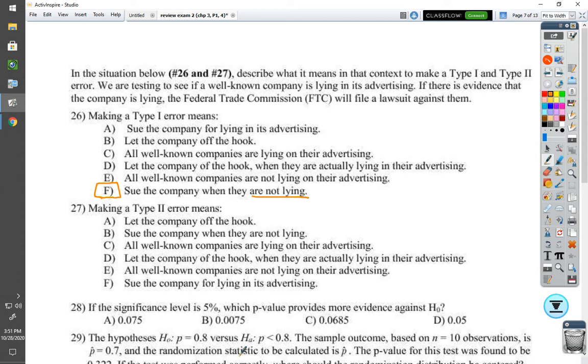In the second one, remember, we're going to act on something that we really shouldn't act upon. In this one, we're going to let the company off the hook when they actually are lying about something. It's a failure to reject, if you will.